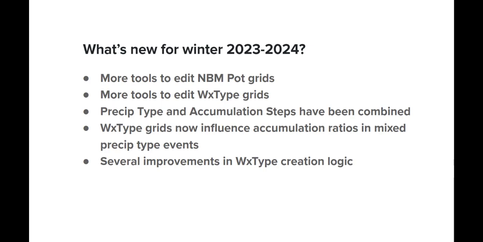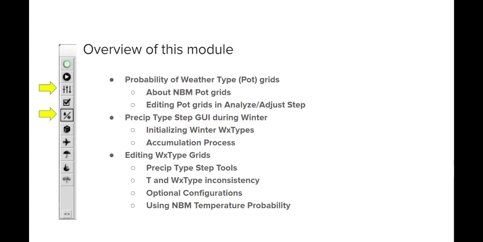New in this version, the precip and accumulation steps have been combined into the same step. Weather type grids will now influence accumulation ratios and mixed precipitation events, which was a common field request last winter. And finally, there were several improvements in the logic of how ForecastBuilder creates weather type grids from the NBM probability of weather type grids that will reduce inconsistency errors that required forecaster attention last year. All in all, I think you'll be much happier with this version of ForecastBuilder this winter.